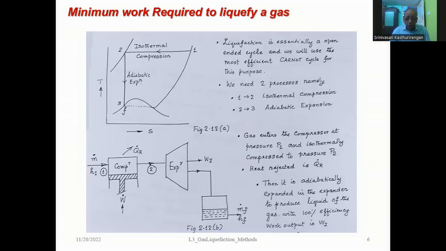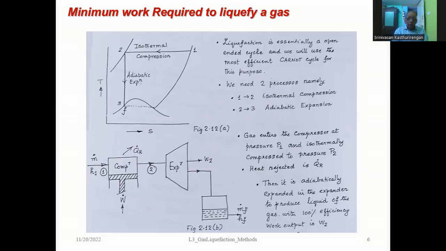We said that the best process that one can adopt for liquefaction of a fluid will be the one with the maximum efficiency, which is the Carnot cycle. What does the Carnot cycle consist of? The Carnot cycle consists of isothermal compression, adiabatic expansion, again isothermal expansion, and adiabatic compression. These are the four processes which we normally use in the case of a Carnot cycle.